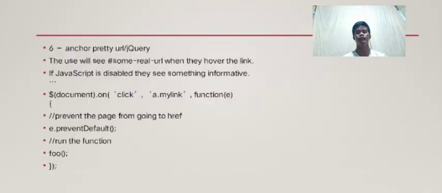And the last one is the anchor pretty URL and jQuery. This will show hashtag numbers or some real URL when they hover over the link. If JavaScript is disabled, they see something informative. Below are examples, which is the document on click email link function. This prevents the page from going to its href. Prevent default. This will use the run function.